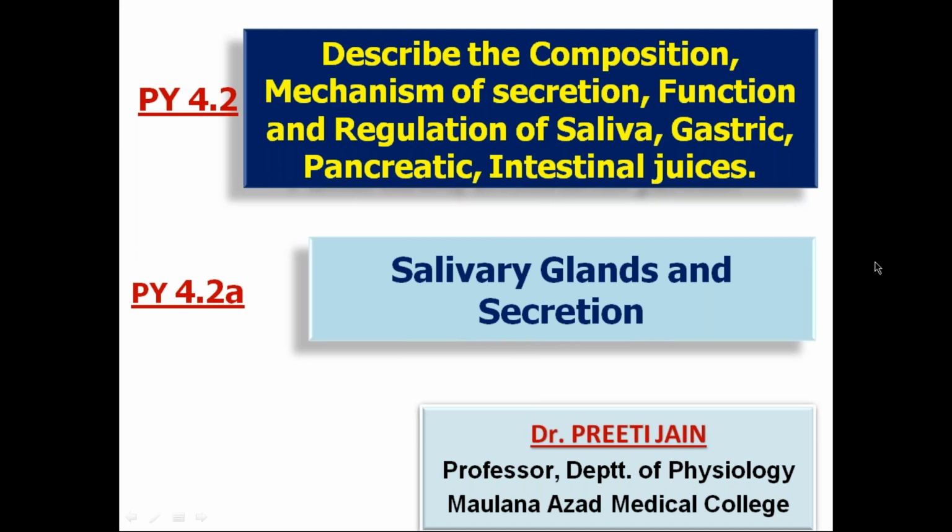Okay, so I'm starting off with the next competency. Second competency in GI system is describe the composition, mechanism of secretion, function, and regulation of saliva, gastric, pancreatic, and intestinal juices. Now, each of these is a long topic, only the salivary secretion is a smaller one. So today I will be dealing with the first part of it, that is the salivary secretion. Okay, so I'll be dealing with the salivary glands and its secretion.